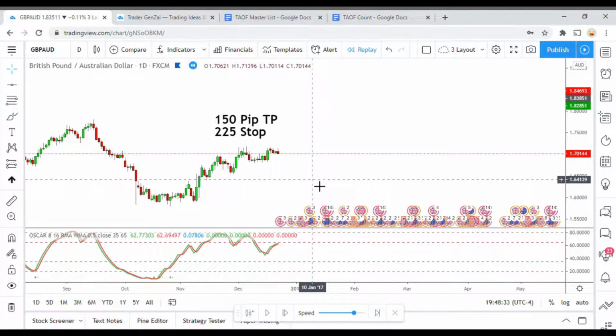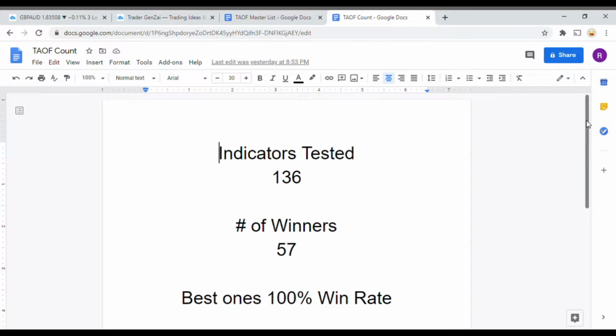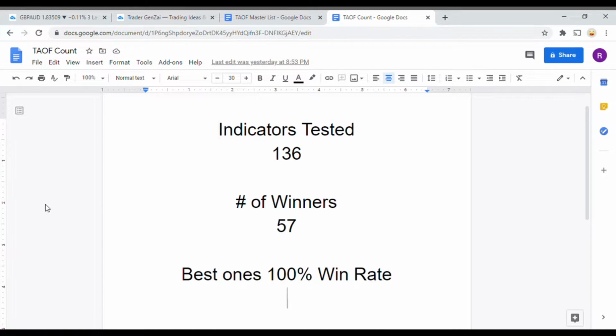All right, as I said, today we will be testing the Oscillator. But before we do, I wanted to put the indicator scoreboard up for everyone to see.